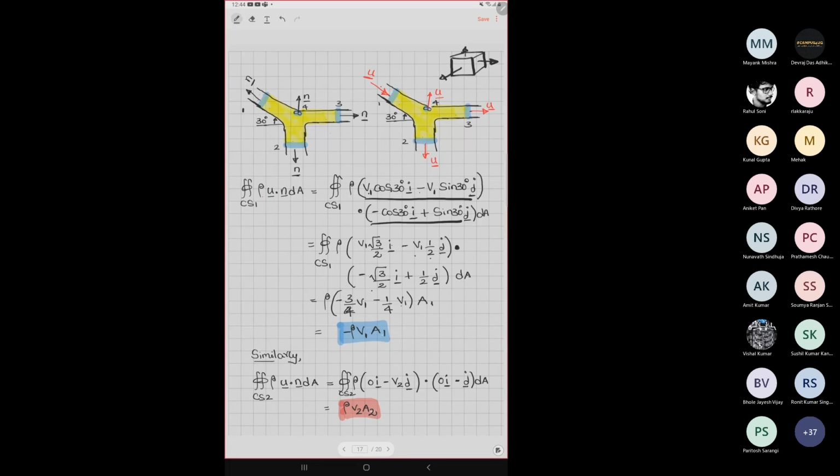In that simple problem, we looked at a uniform velocity throughout. Cross-sectional area is uniform, it's not fluctuating and so on. So much simplification we have done. If not, this is the generic procedure we have to follow, which is pretty straightforward. Now the total surface flux coming in is minus rho V1 A1. Minus 3 by 4 minus 1 by 4 is minus 4 by 4 V1. So minus rho V1 A1 is the flux that actually comes into the picture.